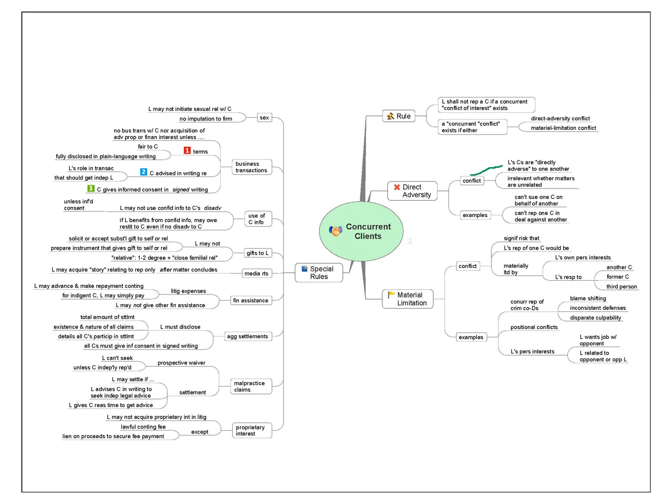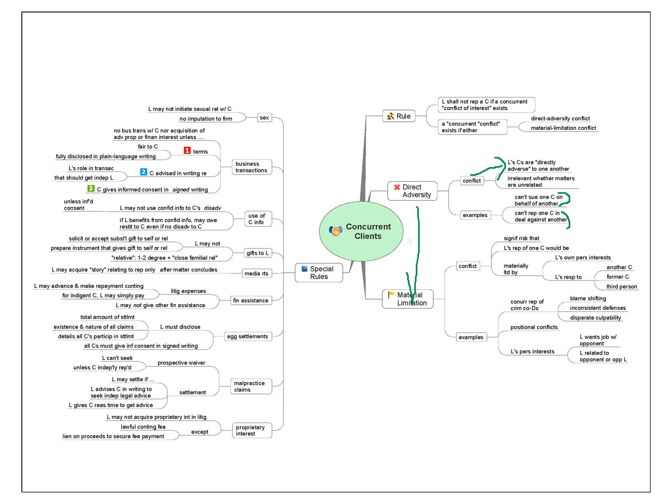Now, what does this mean? There's a conflict if the lawyer's clients are directly adverse to one another, whether the matters are related or unrelated. So, for example, a lawyer cannot sue one client on behalf of another and can't represent one client in a deal against another. For example, if you're representing me in my personal injury case against an insurance company, you can't just decide to represent my wife in a divorce case against me, even though it's completely unrelated. That would be a direct adversity conflict in violation of 1.7(a)(1), and that would be a breach of your duty of loyalty to me.